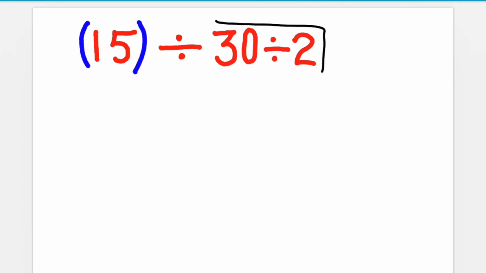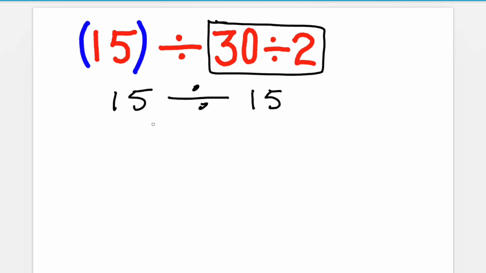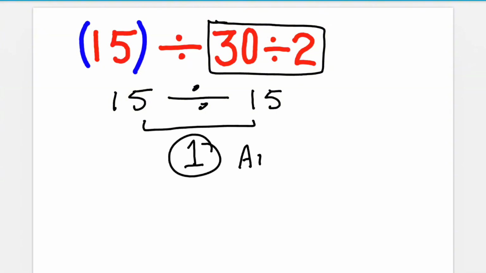Hello, look at this portion. It's 30 divided by 2, and it will be equal to 15. Now here, 15 divided by 15, it will be equal to 1, and 1 will be our answer. But remember that it's totally wrong.